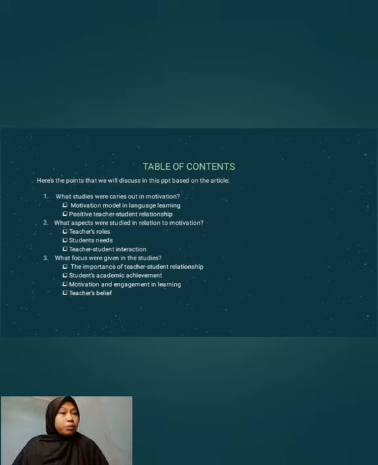And in the term of point what aspect were studied in relation to motivation, we are going to explain about teacher roles, student needs, and teacher-student interaction. And the last point, what focus were given in the study. There are four sub-points that we are going to explain. The first is the importance of teacher-student relationship. Second one is the student academic achievement. And the third one is motivation and engagement in learning. And the last one is teacher's belief.